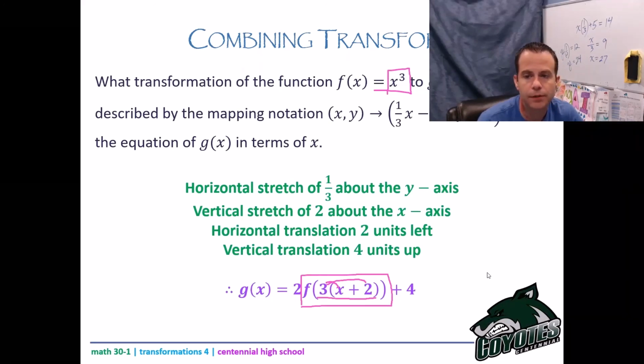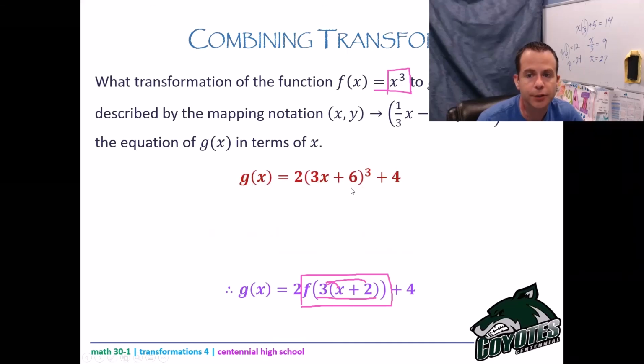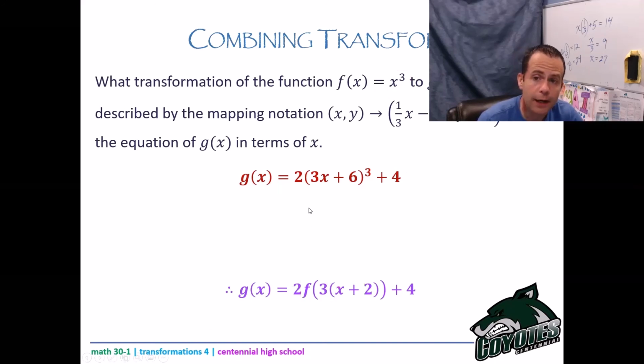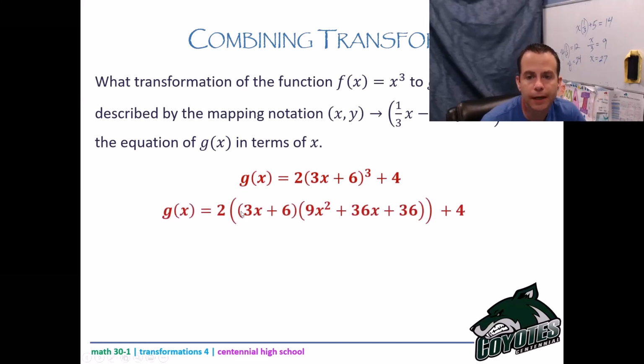Okay, so here I go. I took my x cubed. Okay, I multiplied it by 2 and I added 4. Now I replaced my x with 3x plus 6. So now I have some math to do. 3x plus 6 all cubed. Well, that's 3x plus 6 squared times another 3x plus 6. We can do that in our head. 3x plus 6 squared, square the first, double the products, square the last. So you'd be looking at 9x squared plus 36x plus 36. Okay. So I've got 3x plus 6 times 9x squared plus 36x plus 36.